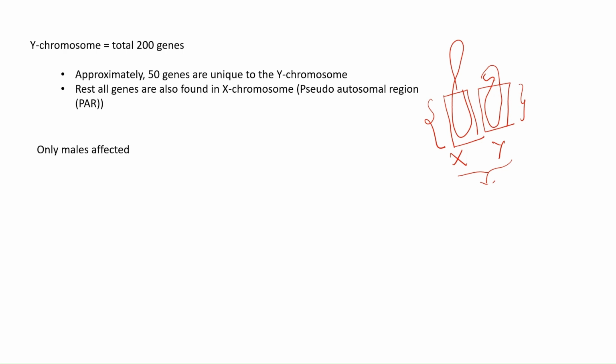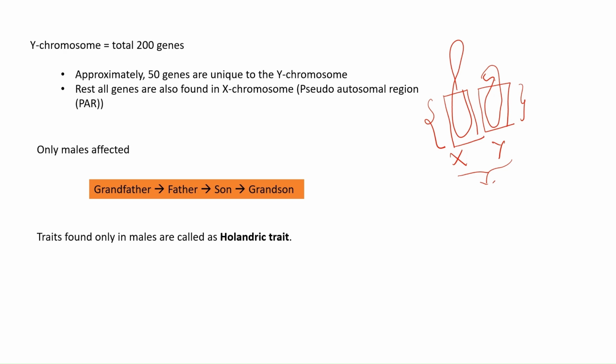Now, because these are Y-linked genes and Y chromosomes are only found in males, any defect in the Y chromosome will affect only males. The characters that are due to the genes present on the Y chromosome get transferred from grandfather to father to son and then to grandson, because the Y chromosome is found only in males. Such characters found only in males are known as Hollandric characters.